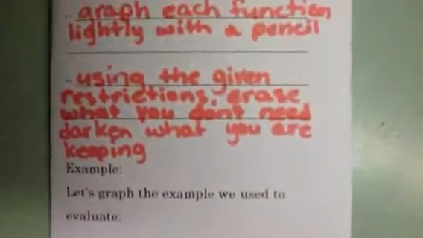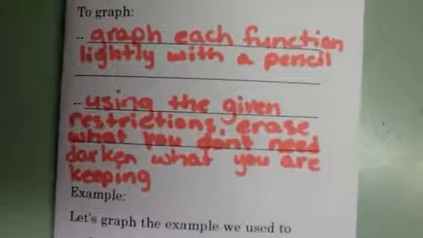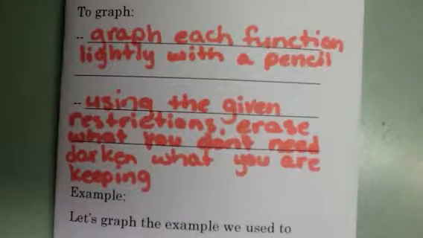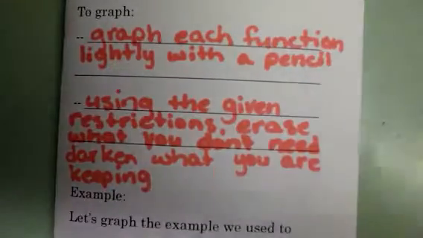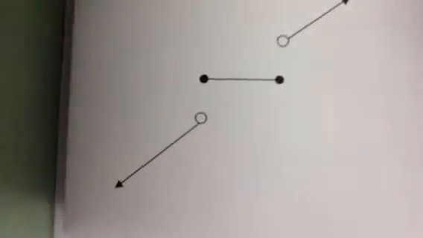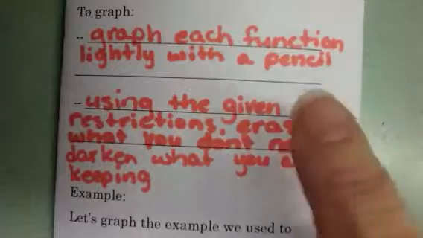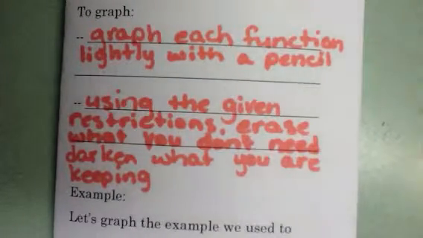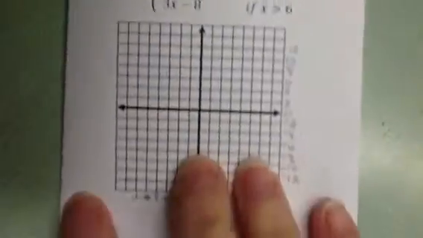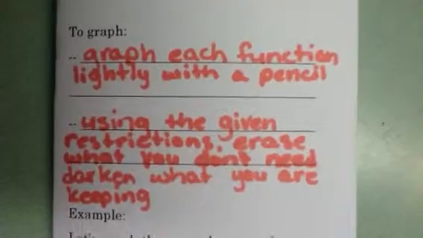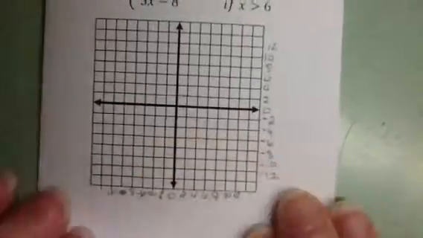Now, next is graphing. When we graph, graph each function lightly with a pencil, and remember we talked about at the beginning here, we're just using little pieces of your function. So you're going to graph the whole thing, and then using the restrictions, erase what you don't need and darken what you are keeping. Okay? So again, you may want to pause and write that down.